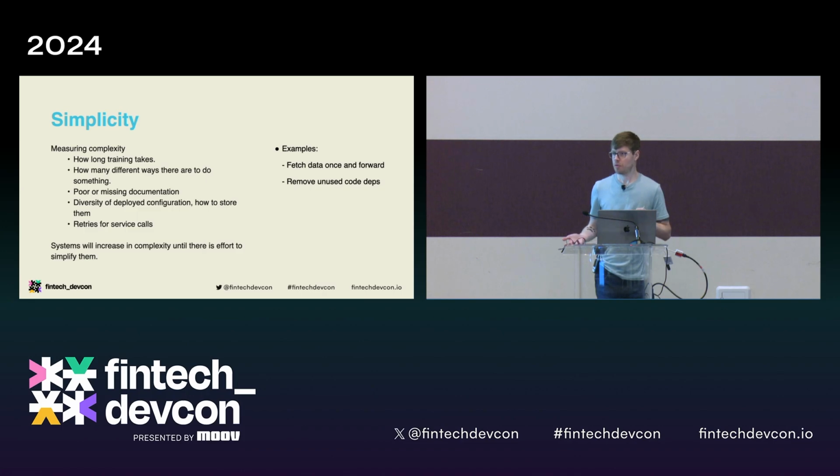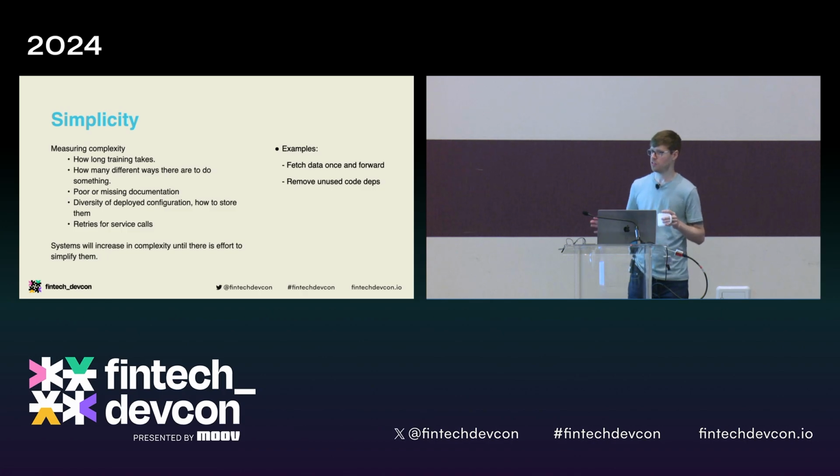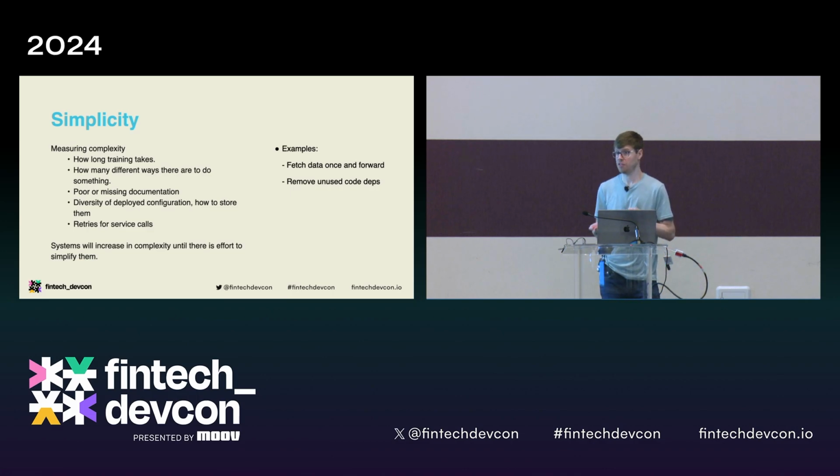So simplicity is a hard one to talk about, right? What's simple to me might not be simple to you. But there are ways to measure complexity in your systems. Maybe that's just how long your training takes. Maybe it's how many different ways you're going to do something. How many different config ways do you have to do something? Do you have poor or missing documentation? I know we do.